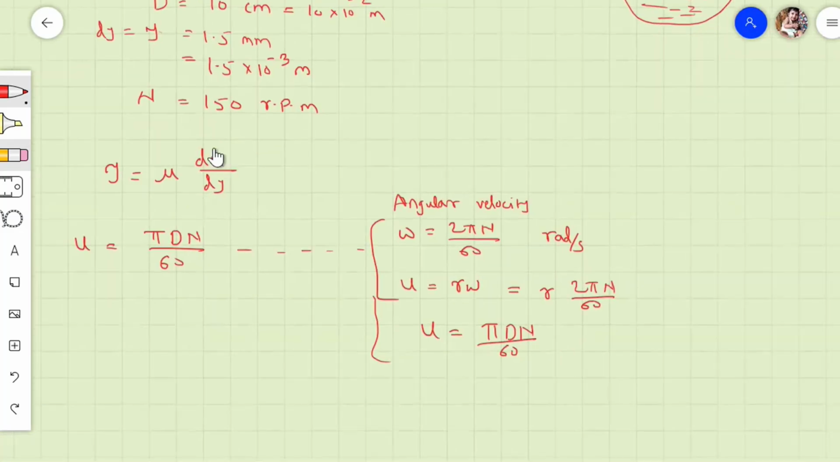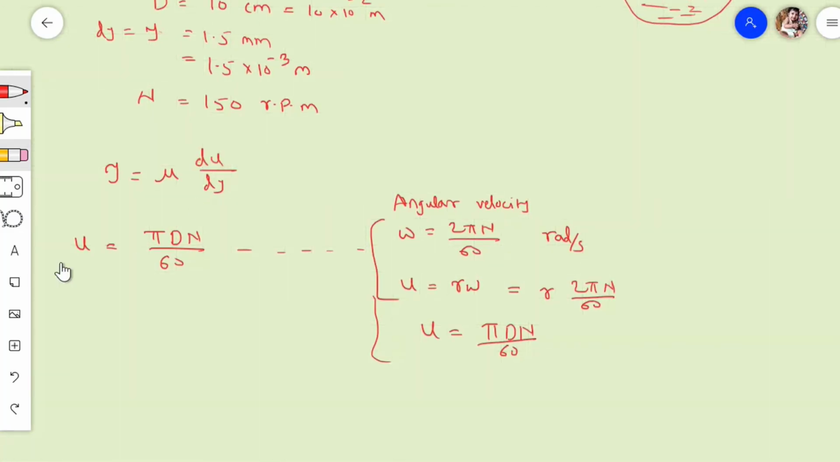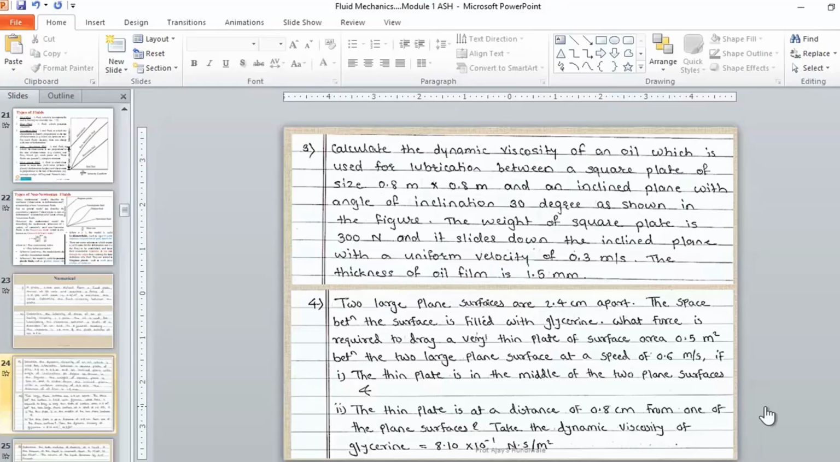Now you know the value of u. Change in velocity is u only, because we start from 0. Initially there was no rotation of the shaft, and after that the rotation started and reached up to 150 rpm. So change in velocity is the final velocity only. So u is nothing but the change in velocity du. Now just put the values and you can get the value of tau. How much is the answer? 2.33 Newton per meter square. Let's see a few more questions.